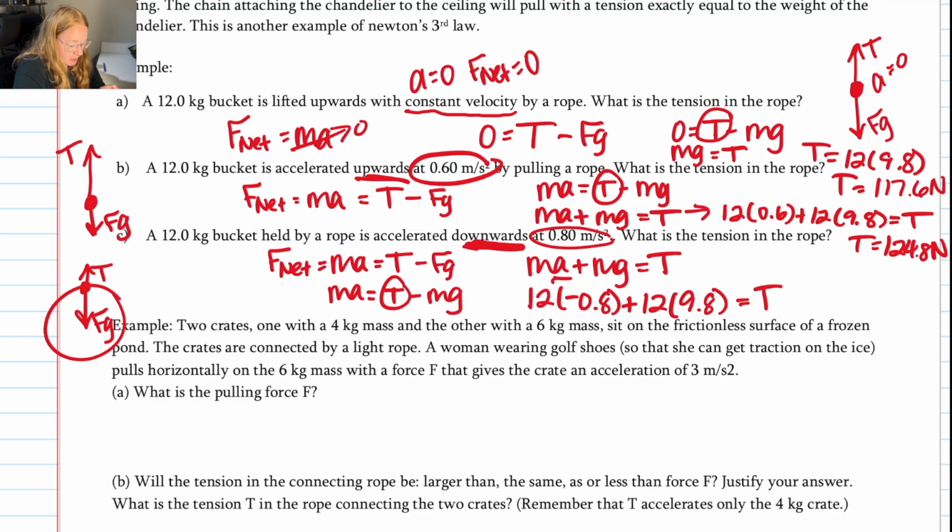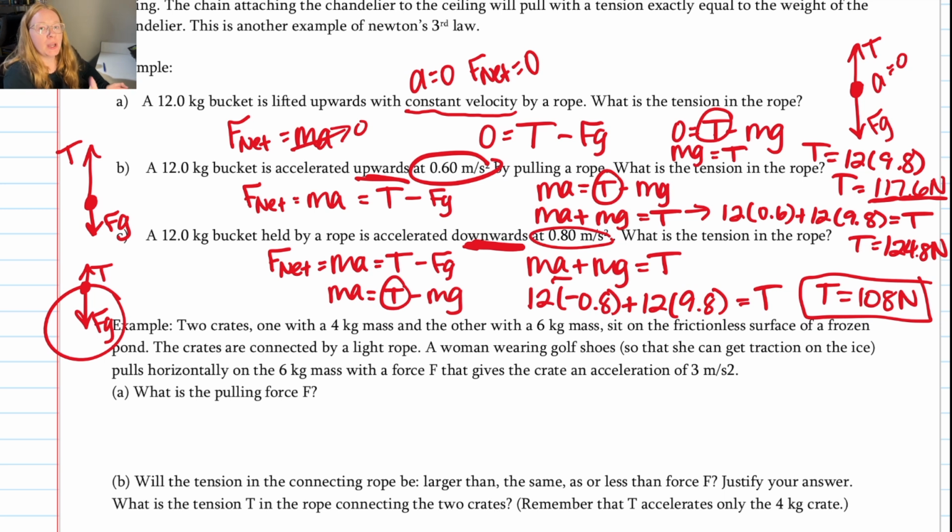So first, just think about it logically. Should you get a bigger or smaller answer? And I expected a smaller answer than the original. The original is 117.6 and I got 108. So I did get a smaller tension than if there's no acceleration. That does make sense since it does need to accelerate downwards.